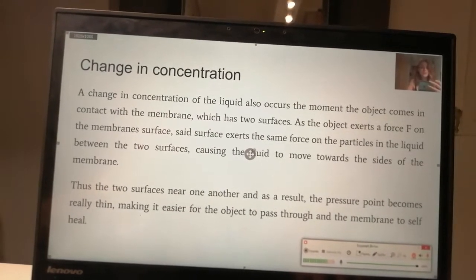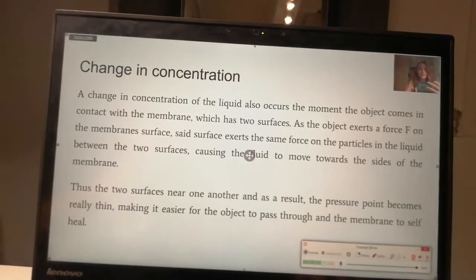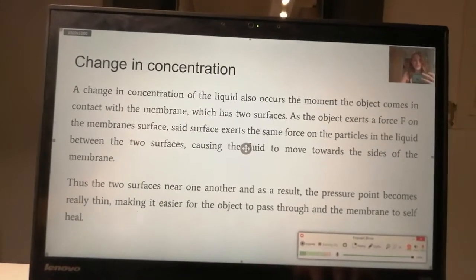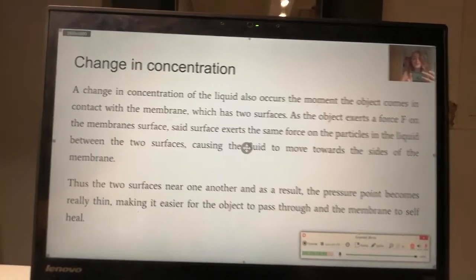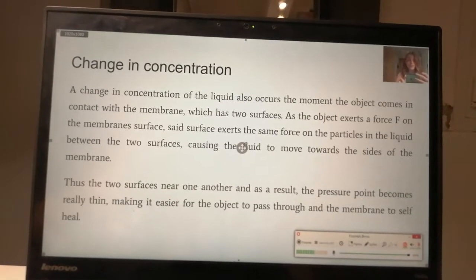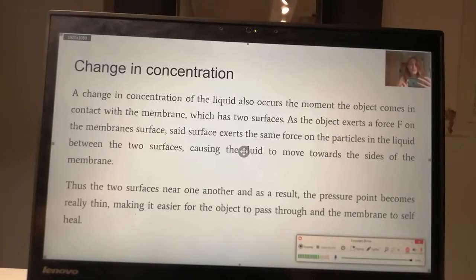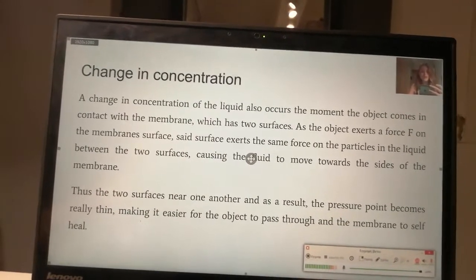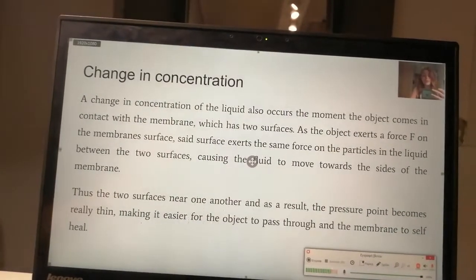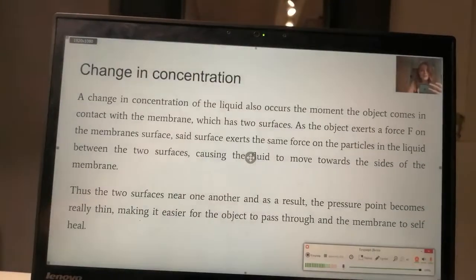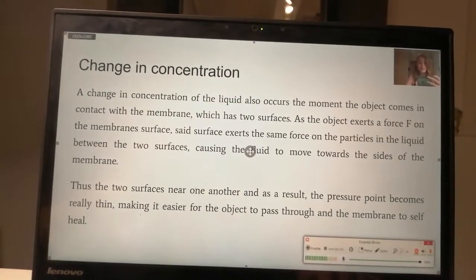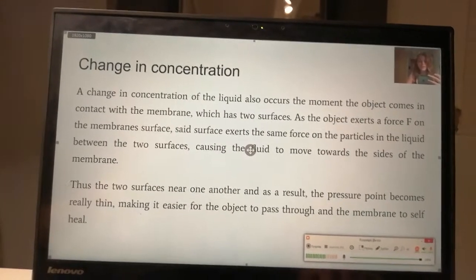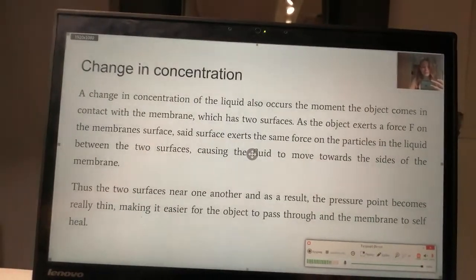A change in concentration of the liquid also occurs the moment the object comes in contact with the membrane, which has two surfaces. As the object exerts a force F on the membrane surface, said surface exerts the same force on the particles in the liquid between the two surfaces, causing the liquid to move towards the sides of the membrane. Thus, the two surfaces near one another, and as a result, the pressure point becomes really thin, making it easier for the object to pass through and the membrane to self-heal.